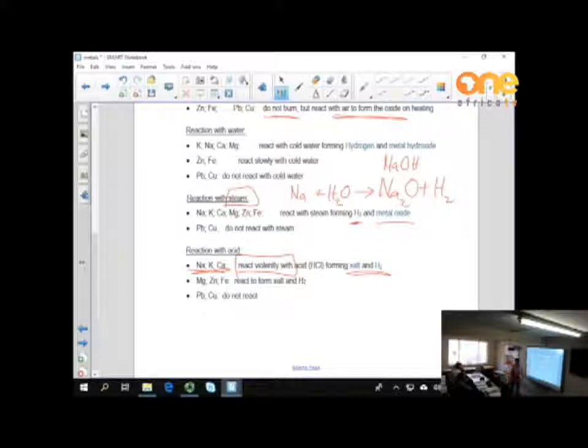Magnesium, zinc, and iron react fairly decently with an acid, fairly controlled in a container. It will bubble, the container will become hot, and it will form the salt plus hydrogen. For example, if I add zinc to hydrochloric acid, what salt will I get? Zinc chloride plus hydrogen gas. If they ask you to include state symbols, then you have to do it.